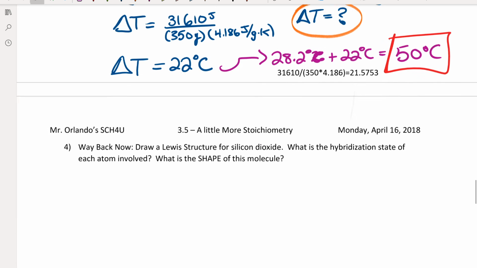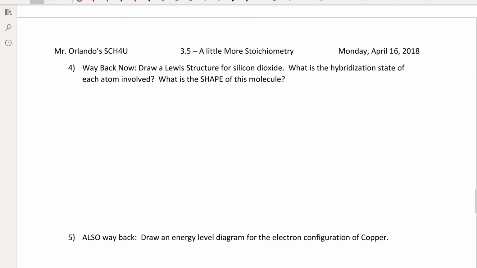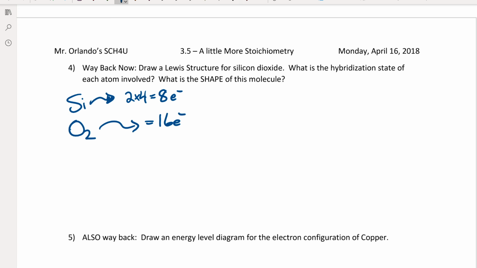Cool. I think I threw some throwback stuff here. Lewis structure for silicon dioxide. Oh man. Silicon and oxygens. How many valence electrons does silicon have? Well, 2 times 4 is 8 electrons. Oxygen is 2 times 6, so 16 electrons. There's no negative sign here, so that is 24 electrons.